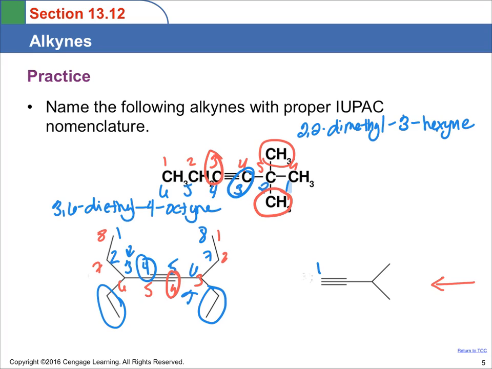For this last structure, triple bond is on the end, so hopefully it's pretty clear that we have to start with the 1 there. We have a methyl group on number 3, so 3 methyl, 1 butyne.